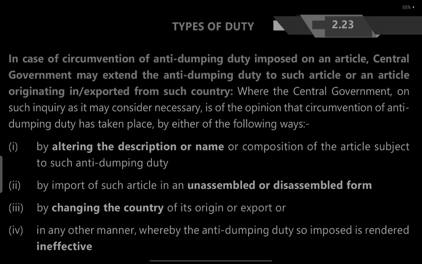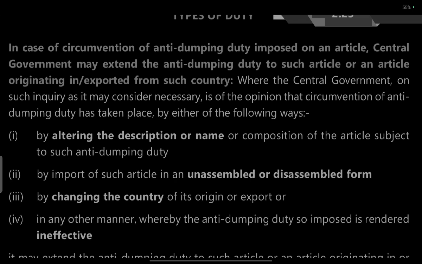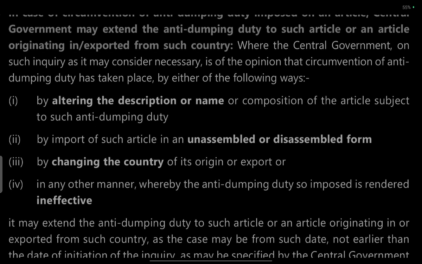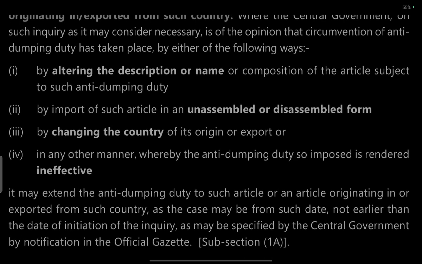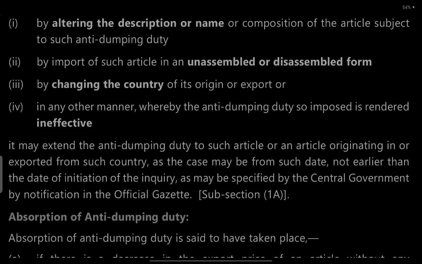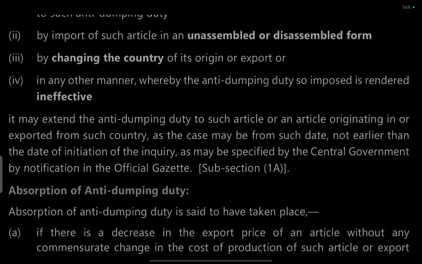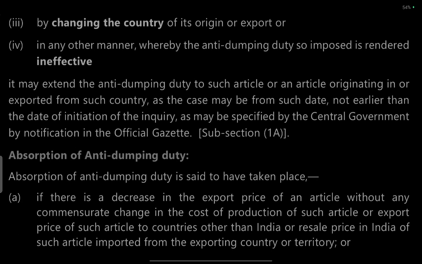If the central government, on such inquiry as it may consider necessary, is of the opinion that circumvention of the anti-dumping duty has taken place in any of the following ways: by altering the description or name or composition of the article subject to the anti-dumping duty, by importing the article in unassembled or disassembled form, by changing the country of origin or export, or in any other manner whereby the anti-dumping duty so imposed is rendered ineffective.